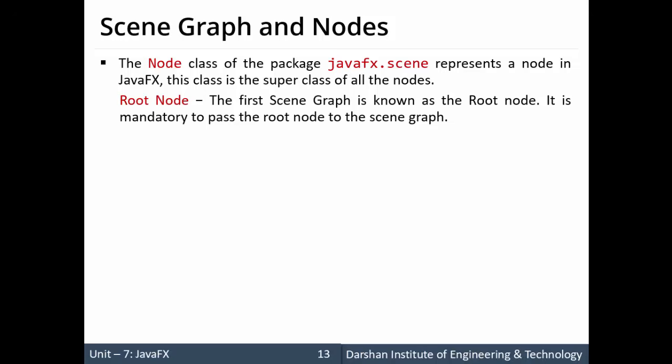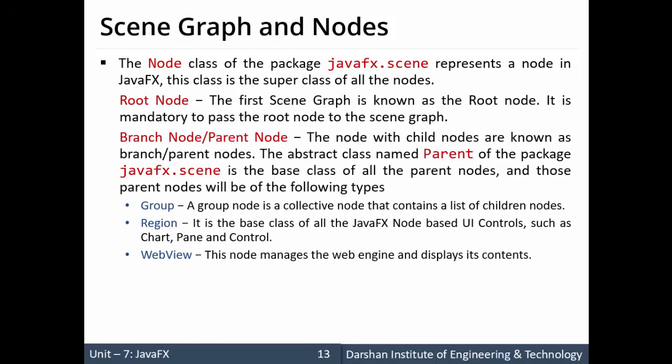So root node is the first node of the scene graph. That means it is mandatory to pass because it is the starting point from where all the components would be added onto the scene graph. Then comes branch node, or we can term it a parent node. Now the nodes which hold child nodes are termed as branch or parent nodes. Now this can be of three types.